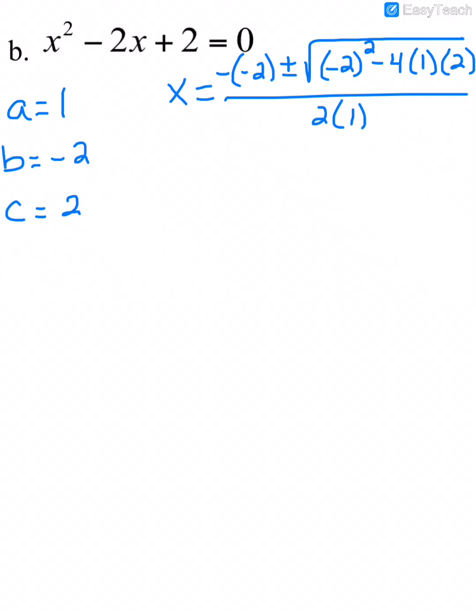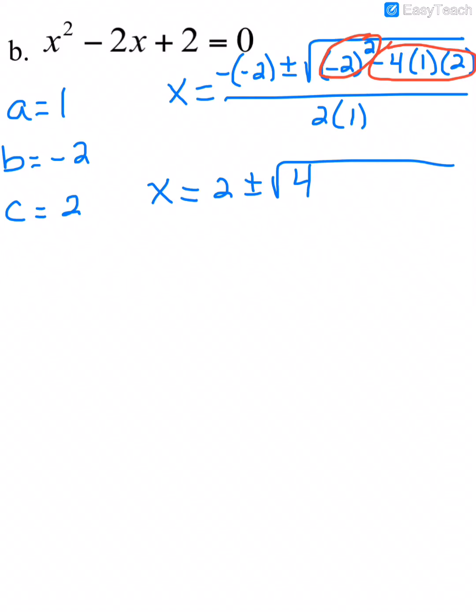All right, so let's simplify this. Negative negative 2 would just be 2, plus or minus. All right, again, we're going to do these two things separately. We're going to do this and do this. Always make sure you do those two things separately. So if I do negative 2 squared, that would become positive 4. And then negative 4 times 1 times 2 would be negative 8, all over 2.